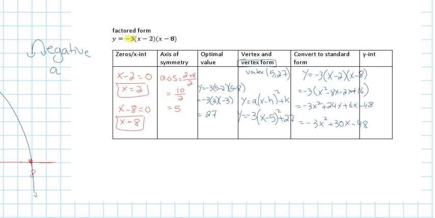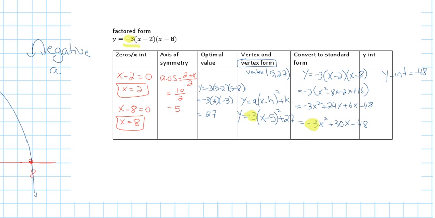What is your y-intercept? Negative 48. Look at this. The a value is negative 3. All three forms have the same a value. That's all what we learned in quadratics, guys.